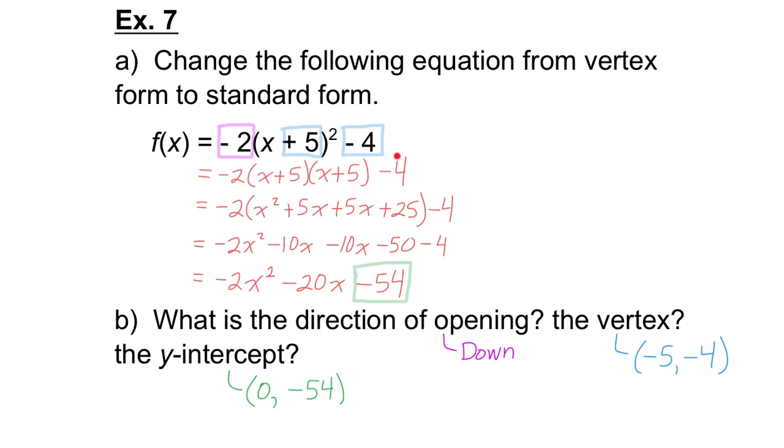We started with vertex form. So when I look at the direction of opening, look at your a value. It's negative. Doesn't matter where you look. A is negative, which means we open down. The vertex comes from the vertex form. So the coordinates are negative 5, negative 4. And the y-intercept, we get that from the standard form. So we know that the y-intercept is 0, negative 54 on the graph.